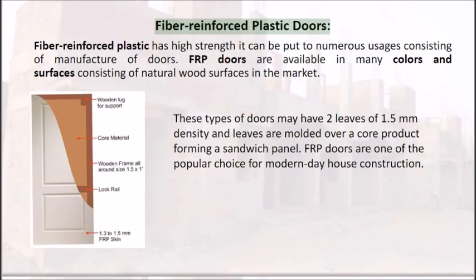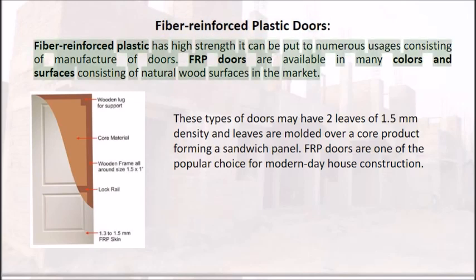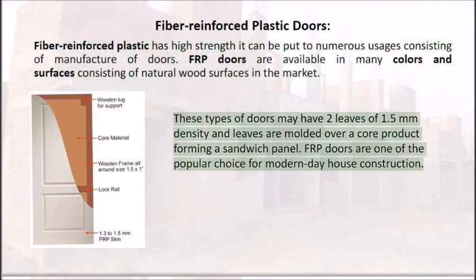Fiber-reinforced plastic doors. Fiber-reinforced plastic has high strength. It can be put to numerous usages consisting of the manufacture of doors. FRP doors are available in many colors and surfaces, consisting of natural wood surfaces, in the market. These types of doors may have two leaves of 1.5 mm thickness, and the leaves are molded over a core material forming a sandwich panel. FRP doors are a popular choice for modern-day house construction.